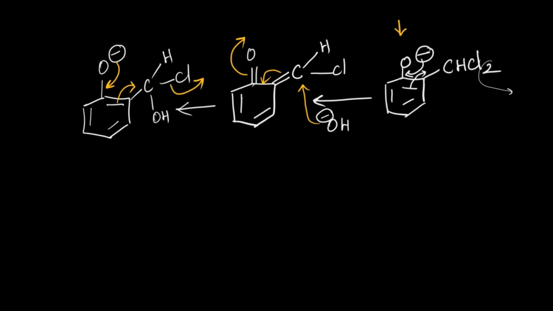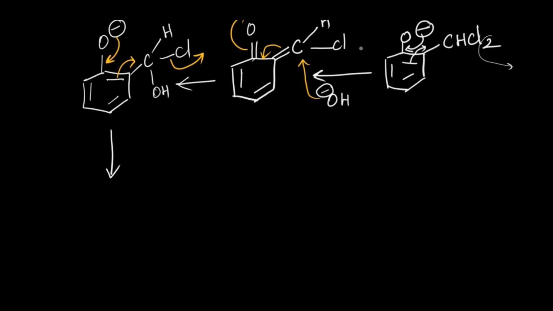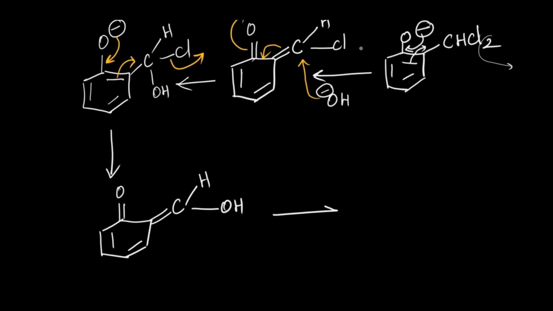Cl leaves, always the better leaving group is the one that leaves. So that double bond O with double bond C, H and OH will be there. Correct? In this case, we almost formed the product.